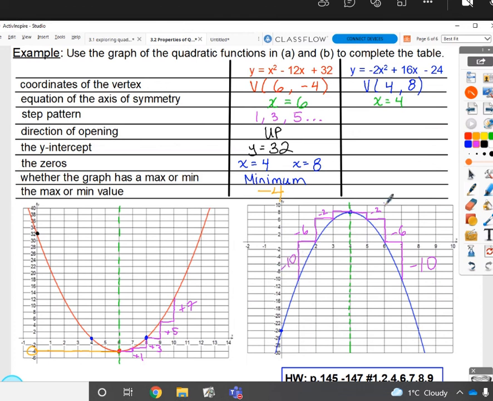Yeah. So step pattern: -2, -6, -10, dot, dot, dot. That's a little different. That's worth having a conversation about.